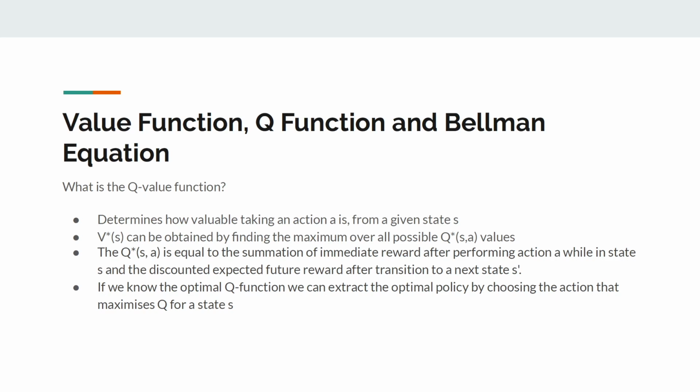Remember that the goal of an agent in a Markov decision process is to find the optimal policy. A policy is basically a mapping from states to actions. So if we know the optimal Q function, Q star, for each state, then the policy can just map the states to the action that gives the maximum Q star. So hopefully this is intuitive.